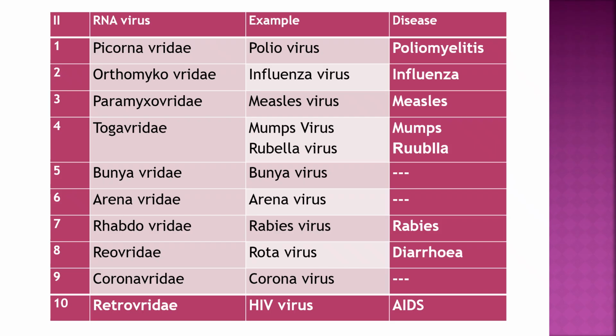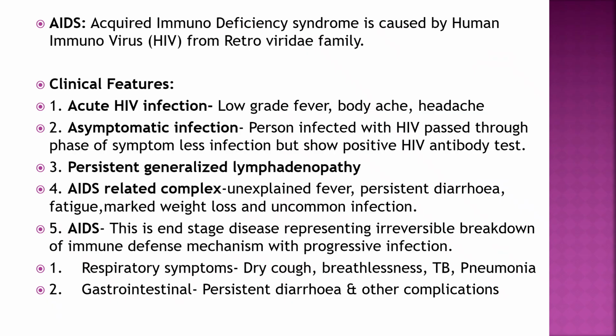And Retroviridae, example is HIV, human immunodeficiency virus, and the disease is AIDS, that is acquired immunodeficiency syndrome. And Coronaviridae, the example is coronavirus, and just now we are facing the pandemic of corona, SARS-CoV-2. So these are the examples and families of the RNA viruses. Then we will see AIDS. It is acquired immunodeficiency syndrome caused by HIV, and it is from the Retroviridae family.